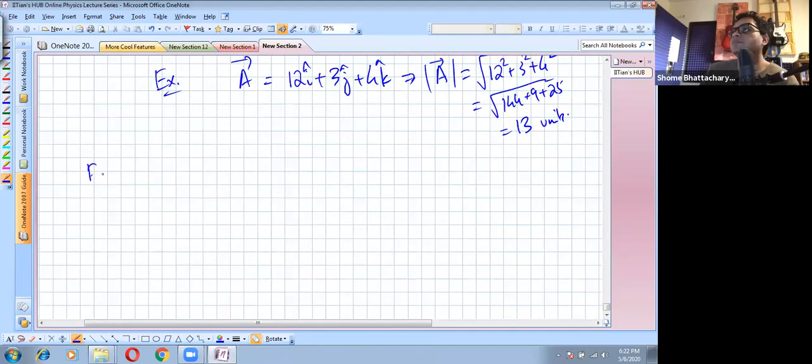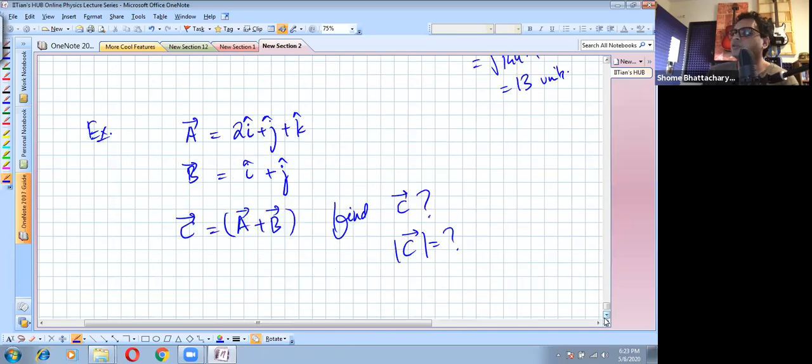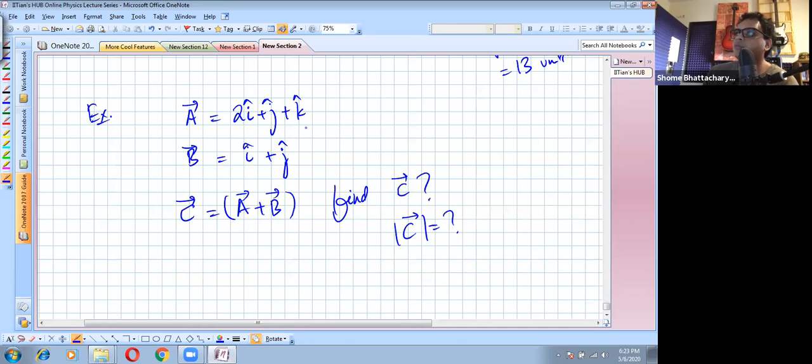Okay. So just as another example now, suppose we have the vector A which is 2 i cap plus j cap plus k cap, and I have a vector B that is i cap plus j cap, and I have the vector C which is defined as A plus B. Now I ask you, find the vector C and find its magnitude. Nothing extra in this. This is just like your two-dimensional approach, but with the added component.